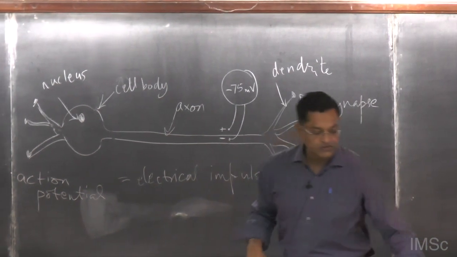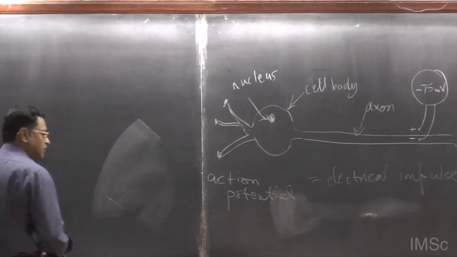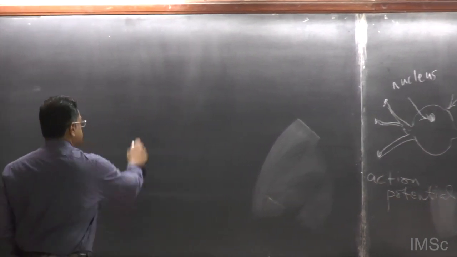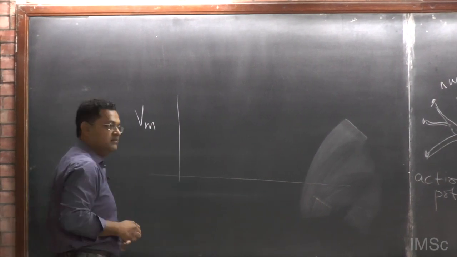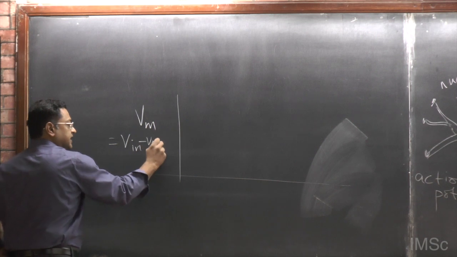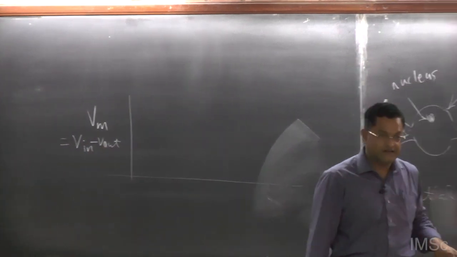Now let me draw for you what an action potential actually looks like. When I say I'm going to draw an action potential, I'm going to trace what it looks like in time for you. So this is going to be Vm, your membrane potential, and as I've defined it, it's V in minus V out. We realize what that means, right? That means the inside relative to the outside.